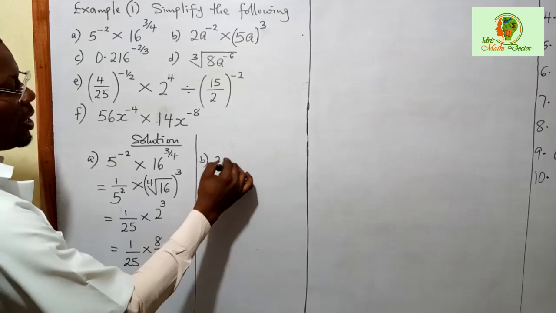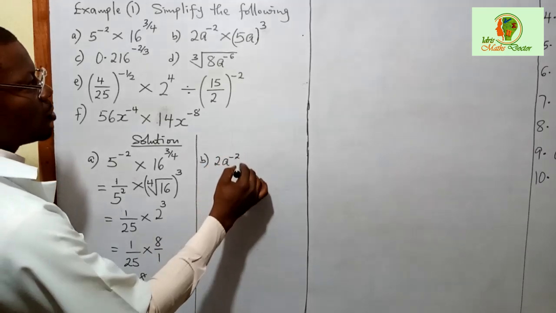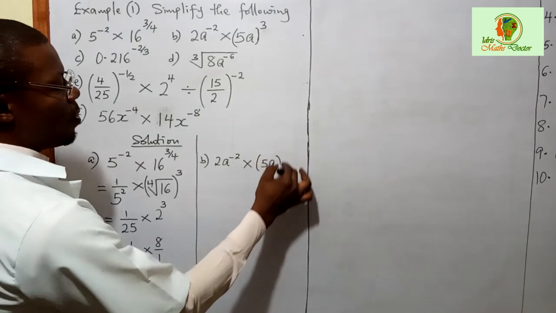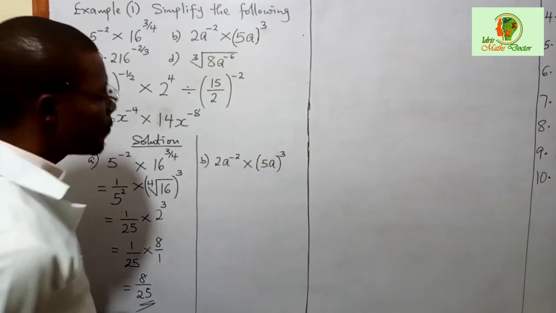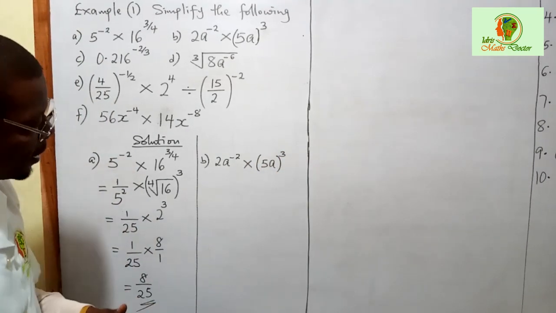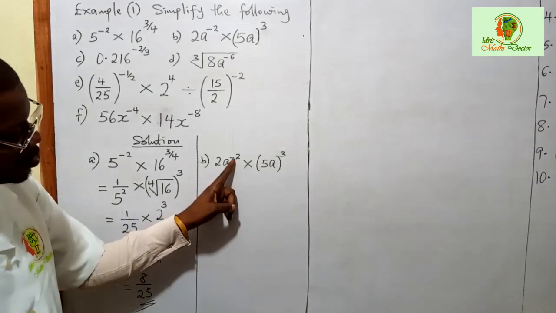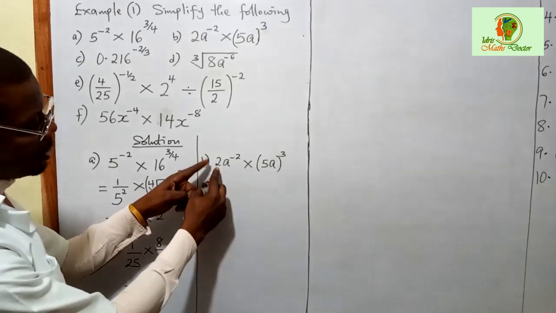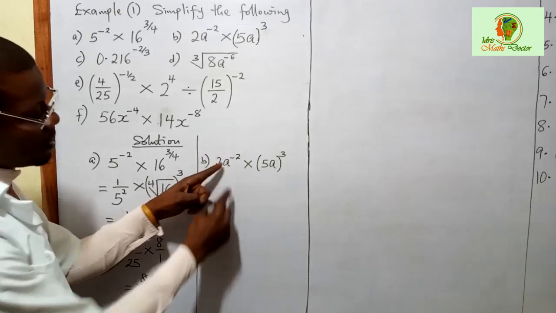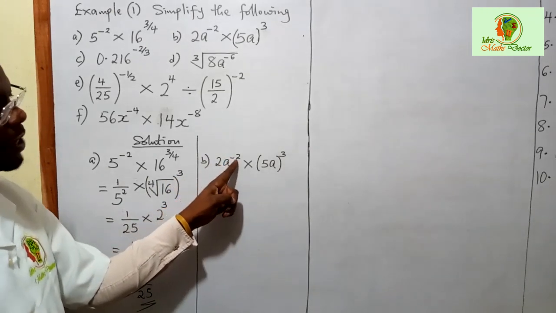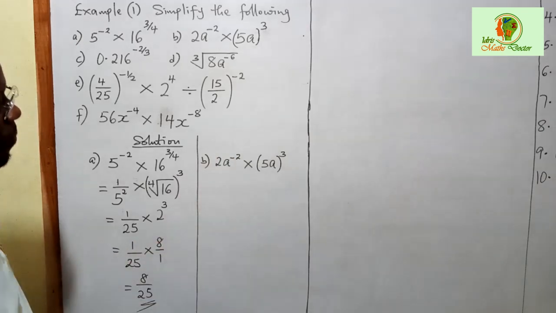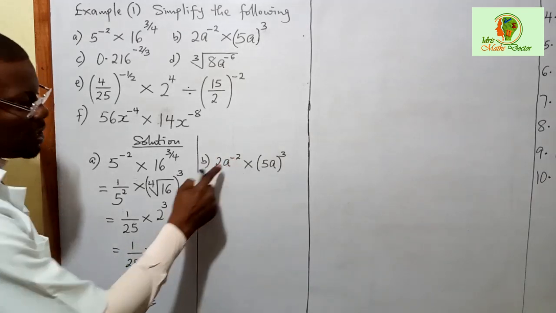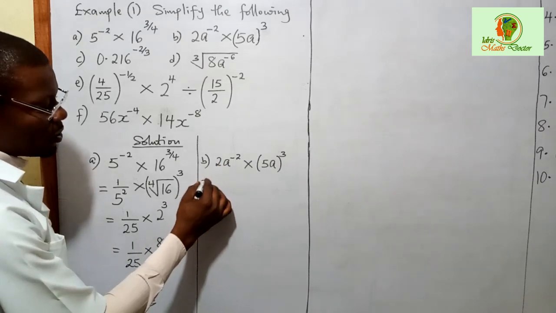We have 2A raised to power minus 2 multiplied by (5A) all raised to power 3. You discover that the power minus 2 belongs to A only. Assuming 2A were in brackets, then the minus 2 would belong to both, but here the minus 2 belongs to only A.